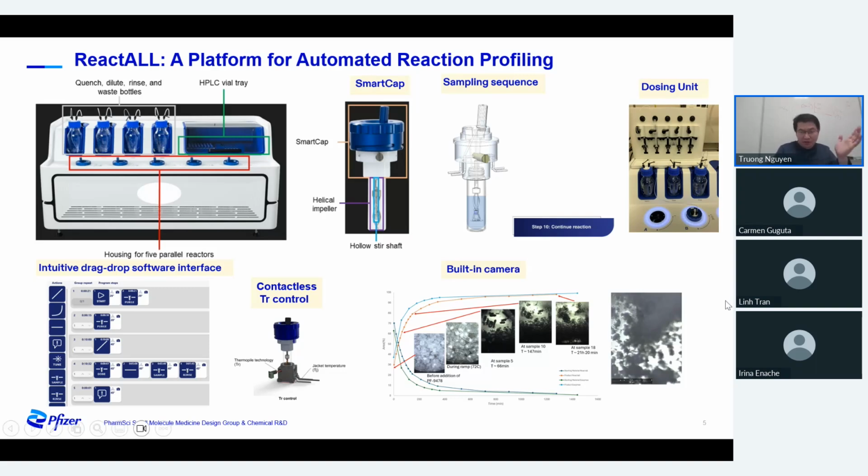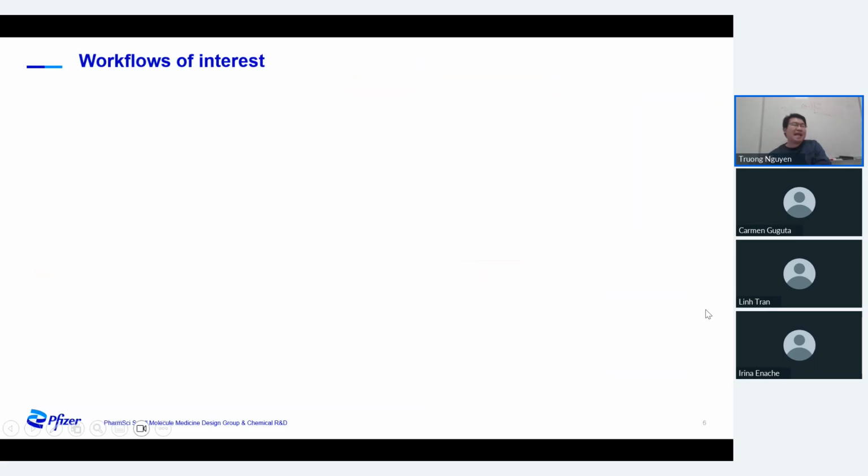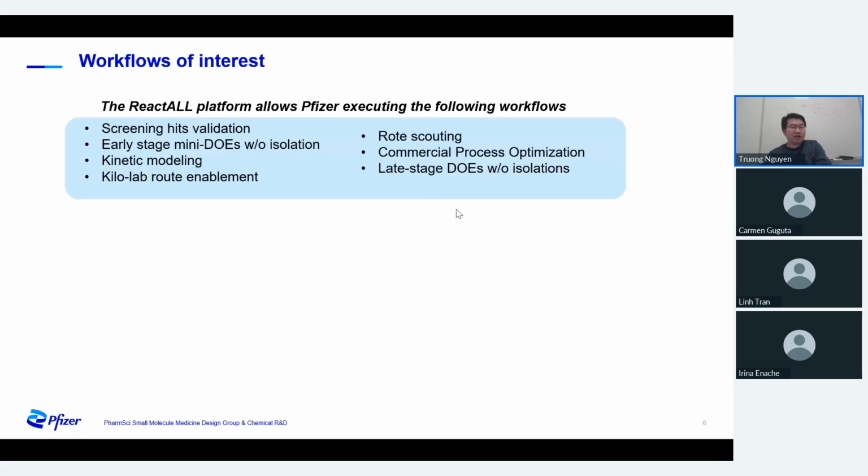So now we know what the reactor is, what its functions are, and what it can do. Personally, I think it's just up to our imagination. But at Pfizer, it's super useful for certain workflows. For example, if you have certain hits from the high throughput screening, you just validate in the reactor instead of going to EasyMax, maybe 50 mL volume, which is a lot of material.